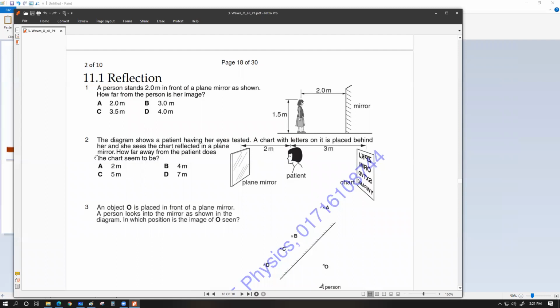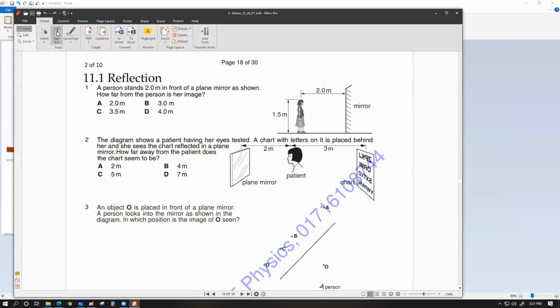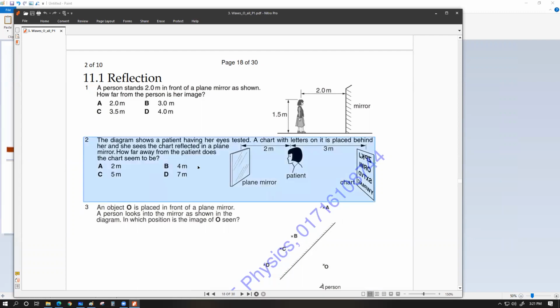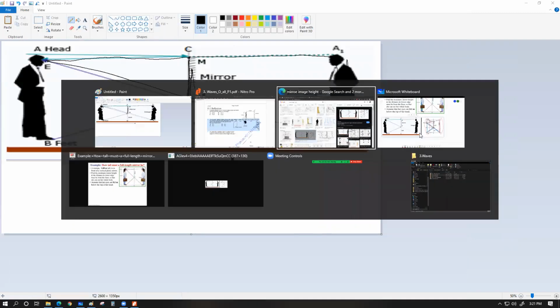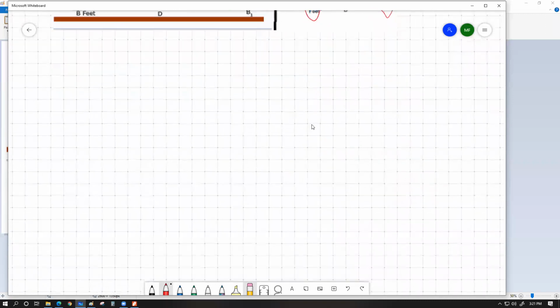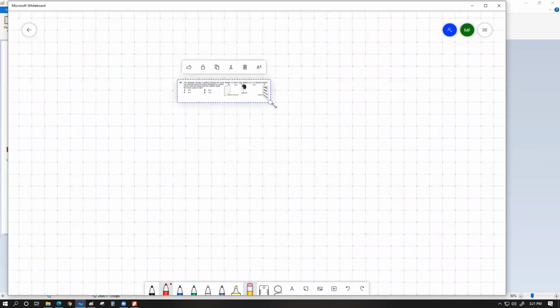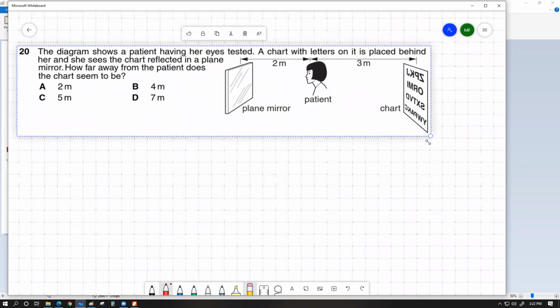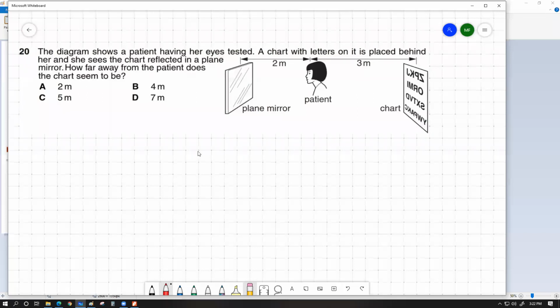In the same way, we can try for number 2. Number 2 is a bit interesting one. I'm going to pick that up. The diagram shows a patient having her eyes tested. A chart with letters on it is placed behind her, and she sees the chart reflected in a plane mirror. How far away from the patient does the chart seem to be?